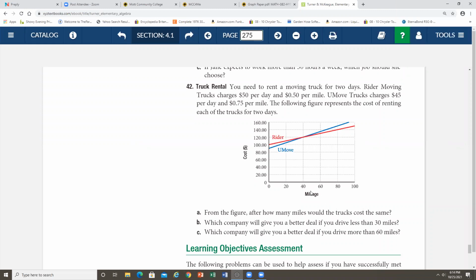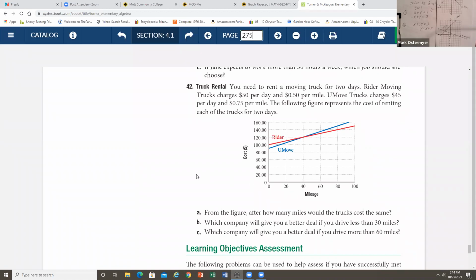40 miles, exactly. If we drive each truck 40 miles, ladies and gentlemen, notice the cost will be identically equivalent, $120. So if we put 40 miles on the You Move truck and 40 miles on the Ryder truck, both rental plans will yield an equivalent cost of $120.